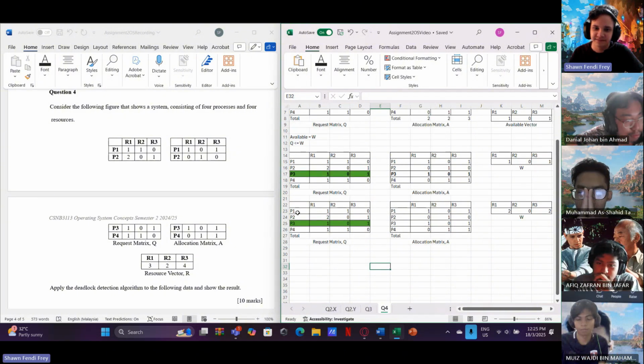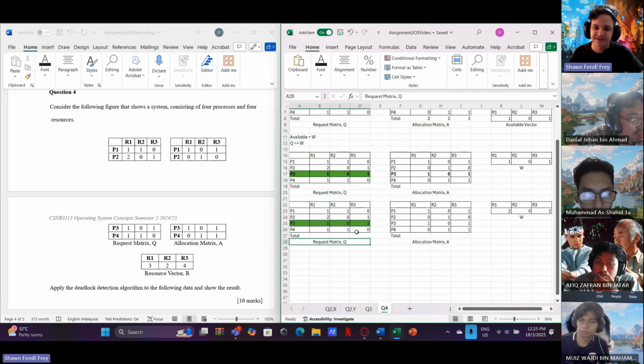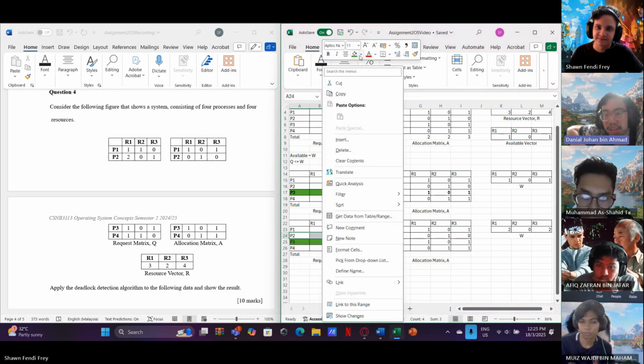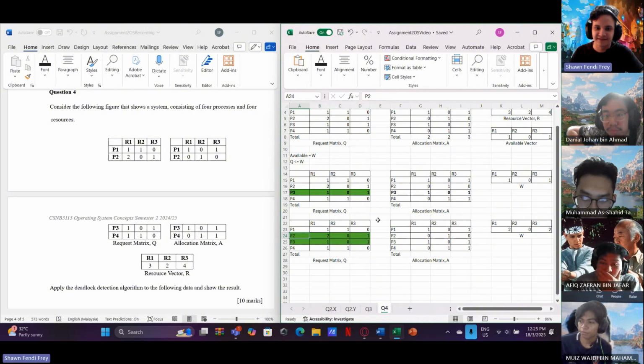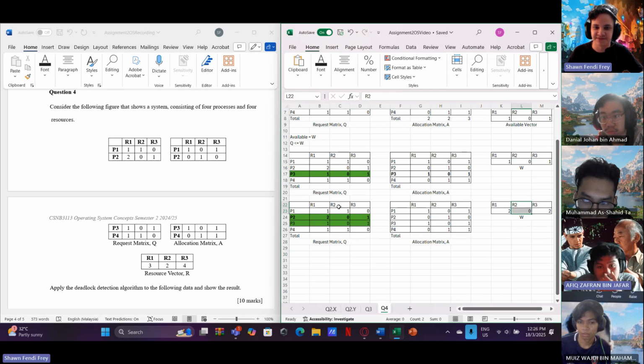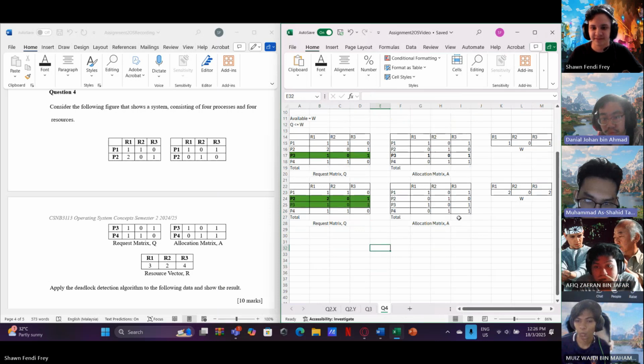Again, which one of these processes Q is less than or equal to W? It's going to be P2. The reason is that R2 is 0, and our W doesn't have an equal resource 2, so it can only run P2.